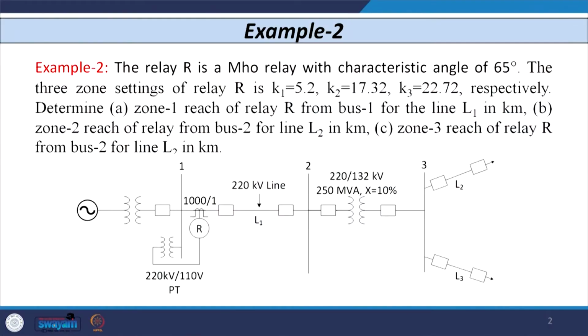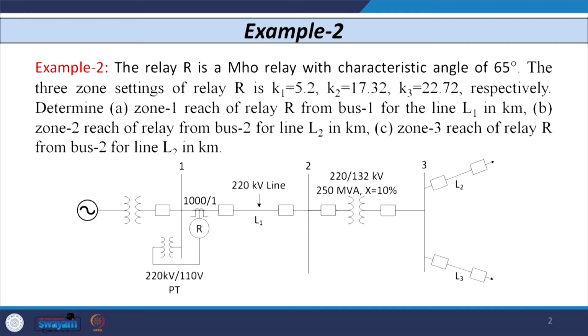Okay, so in this lecture we further continue our discussion on distance relays. So let us start with one example on distance relay. The example is given here. The relay R is a Mho relay with characteristic angle 65 degree.